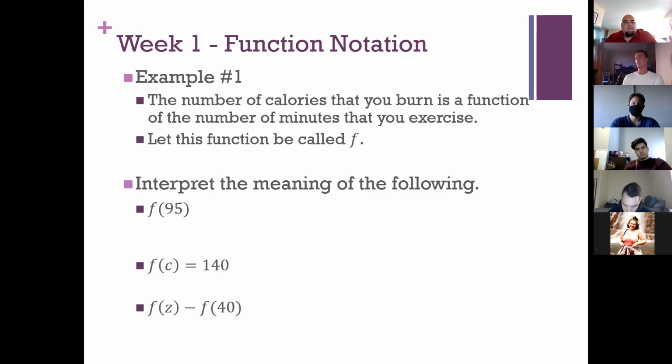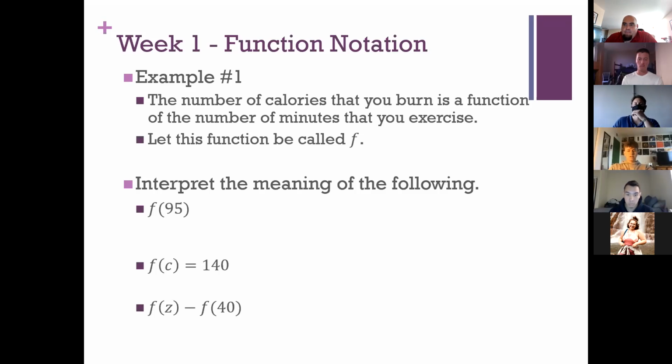All right, let's go ahead and start. So, Mark, go ahead and take the first one. What does f of 95 mean to you? F of 95 means the number of calories that you burn in 95 minutes of exercise. Okay. So, the number of calories you burned in 95 minutes of exercise. How do we feel about that? Anybody have something a little different, maybe?